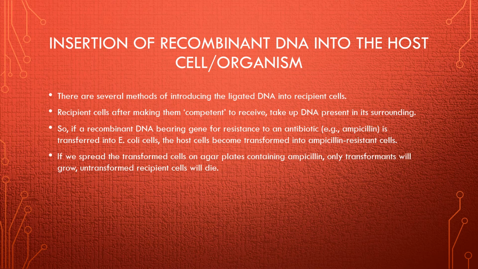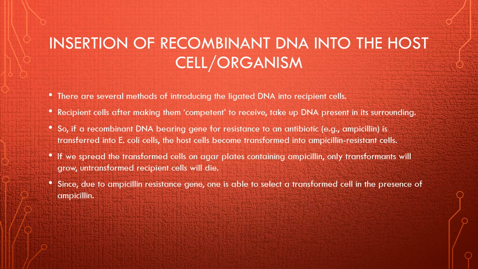If we spread the transformed cells on agar plates containing ampicillin, only transformants will grow, and untransformed recipient cells will die. Due to the ampicillin resistance gene, one is able to select a transformed cell in the presence of ampicillin. The ampicillin resistance gene in this case is called a selectable marker.